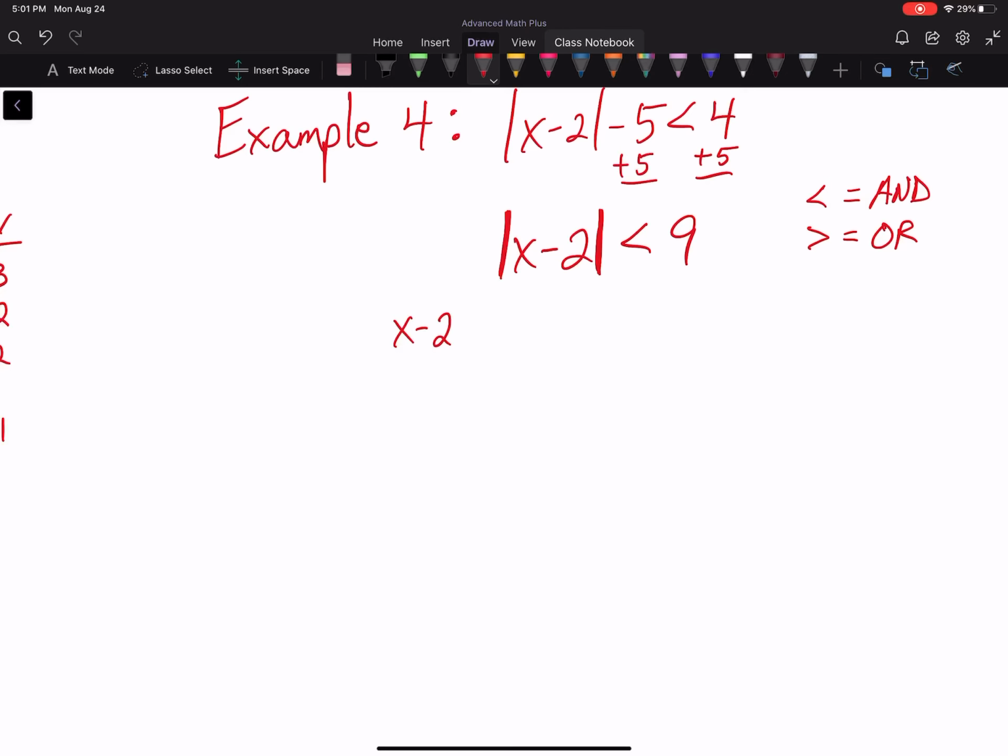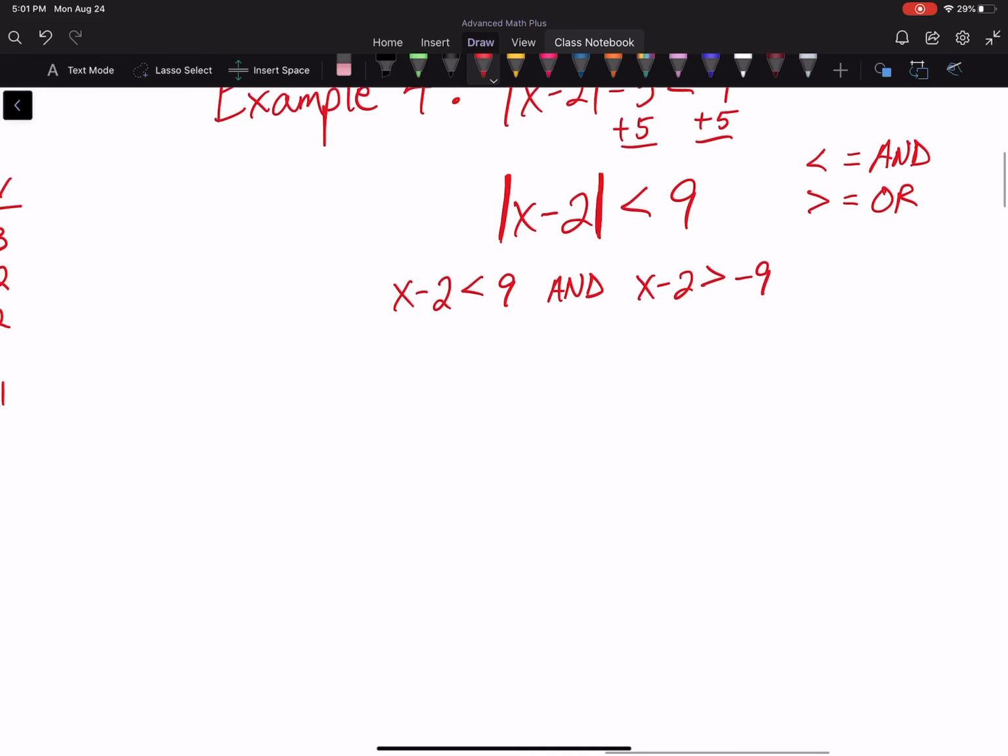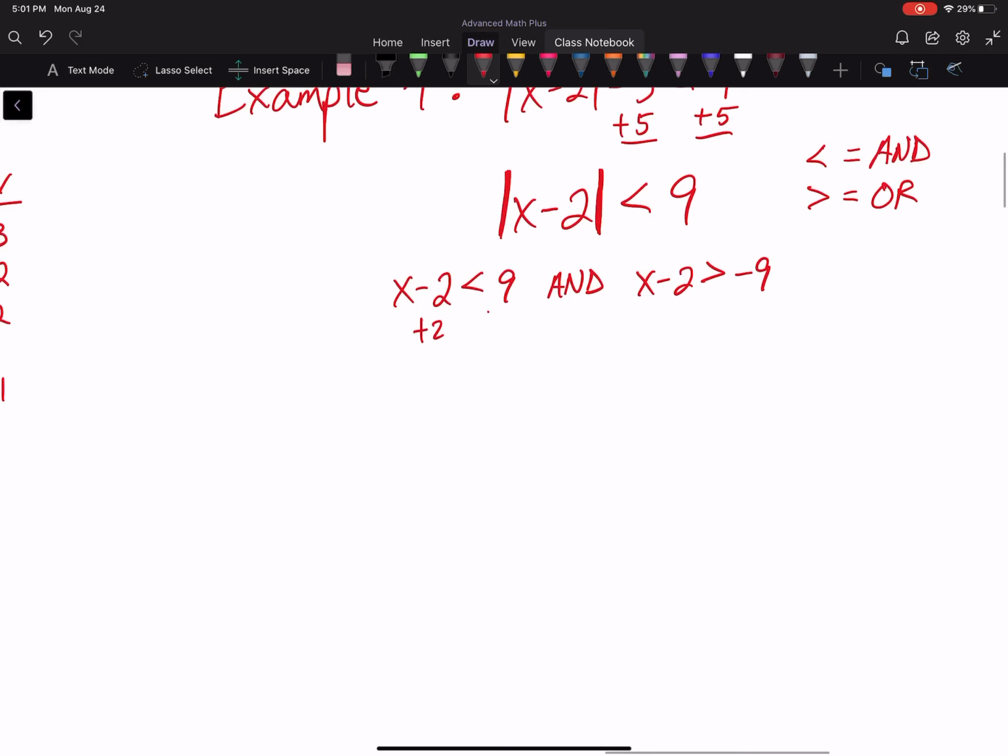So x minus 2 is less than 9. And since it's a less than, it's going to be an and. X minus 2 is greater than negative 9. It has to be less than 9 and greater than negative 9. And then you work both of them out. So add 2 to both sides. X is less than 11. And if I add 2 to this side, x is greater than negative 7.